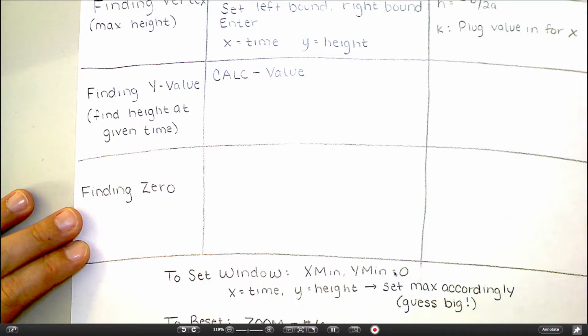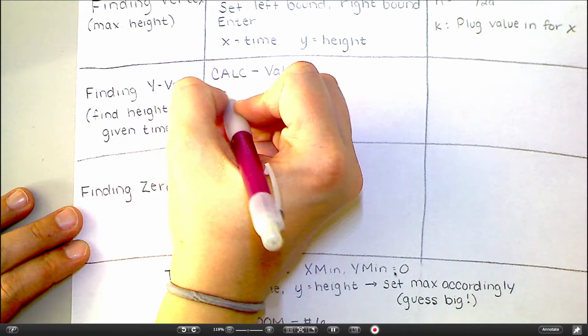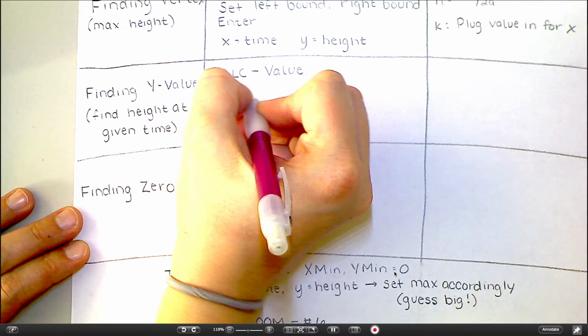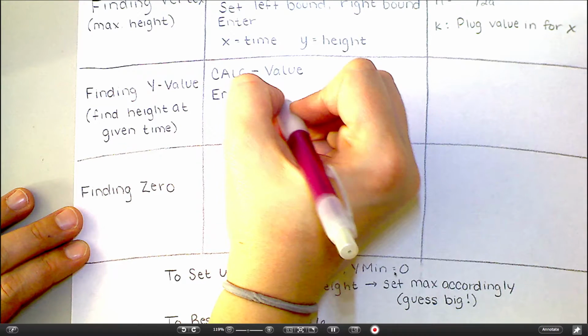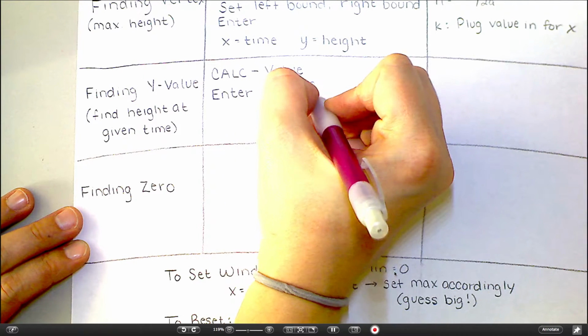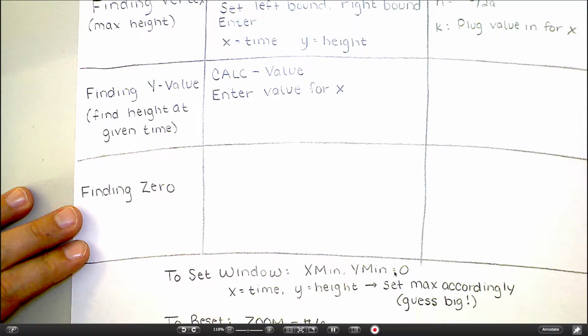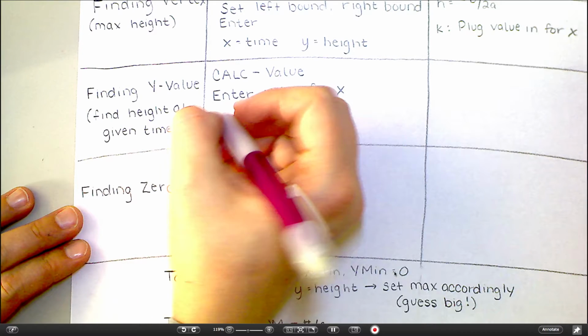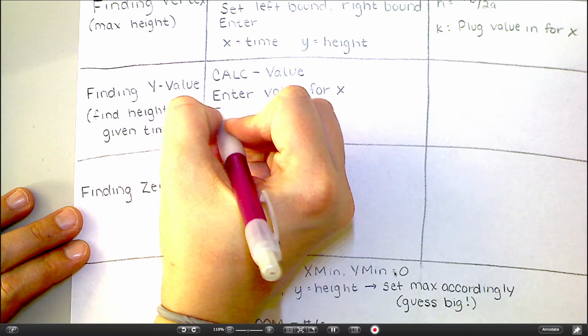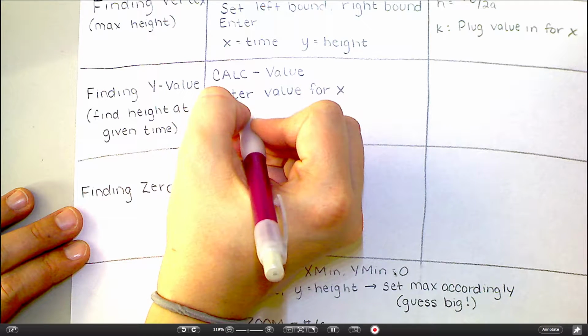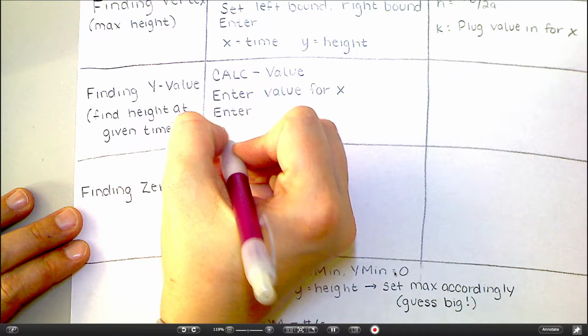Okay? Then you're going to enter whatever X value you're given. So if it wants 3 seconds, you would enter 3. If it wants 5 seconds, you would enter 5. Okay, so enter whatever value you want X to be and push enter. And the answer will be the Y value.